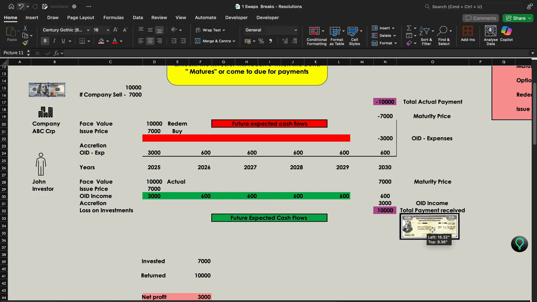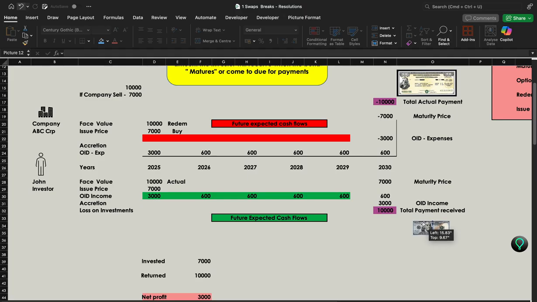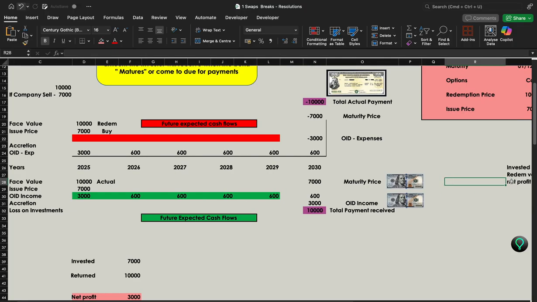Then at the time of maturity, the bond goes back to the company, and then the company repays the money, the maturity amount plus the OID income which is committed. So that is received by the investor, the principal and OID income. I hope now you got it. So how things actually work? It's just an exchange of cash against the bond instrument that happens at maturity.